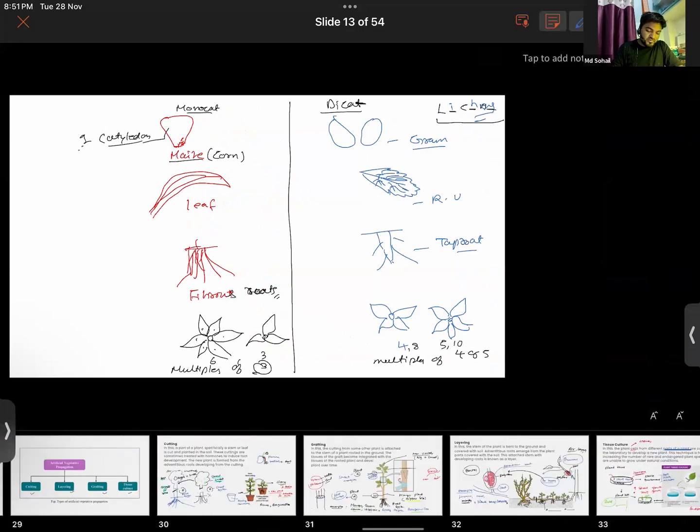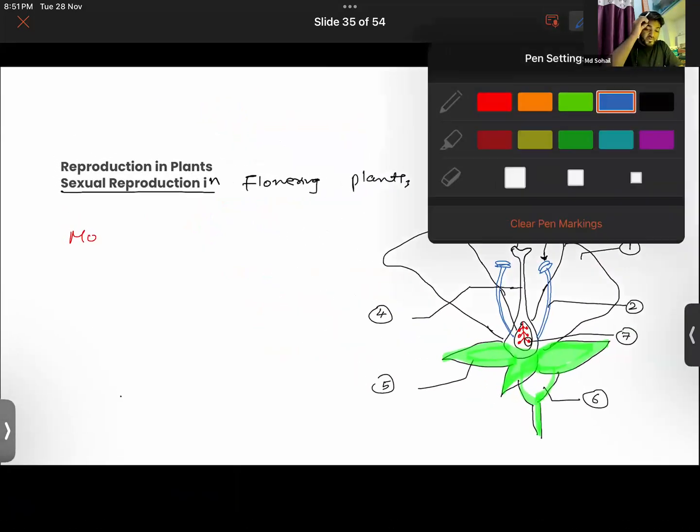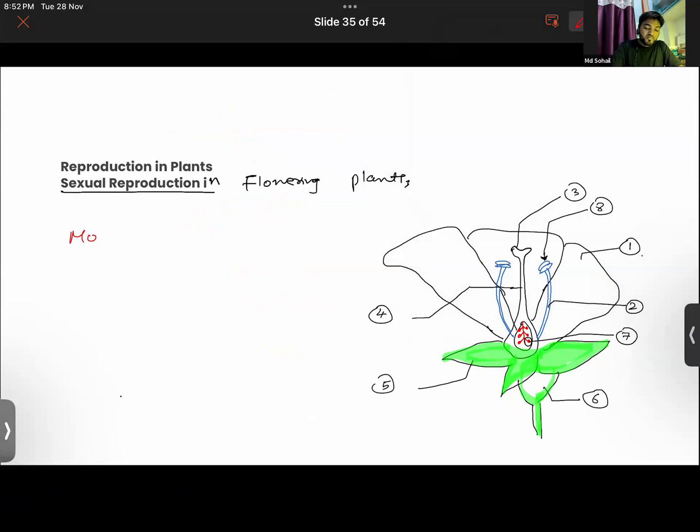Now back to this drawing. First one, what is that? This leafy-like structure that you see. Petal. This is petals. Very good. Second one, this stick-like structure. That is filament. Very good.